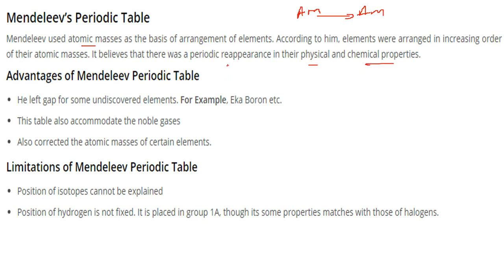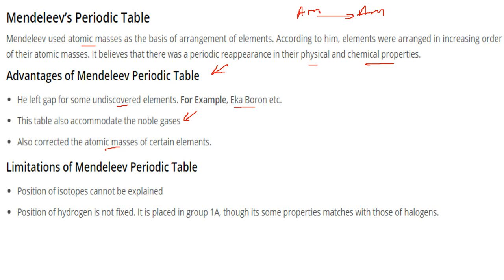So what were the advantages of the Mendeleev periodic table? He actually left some gaps, because he proposed that there were some elements which were still undiscovered, for example, Eka-boron, etc. Noble gases were also accommodated in his table, and he also corrected the atomic masses of certain elements.